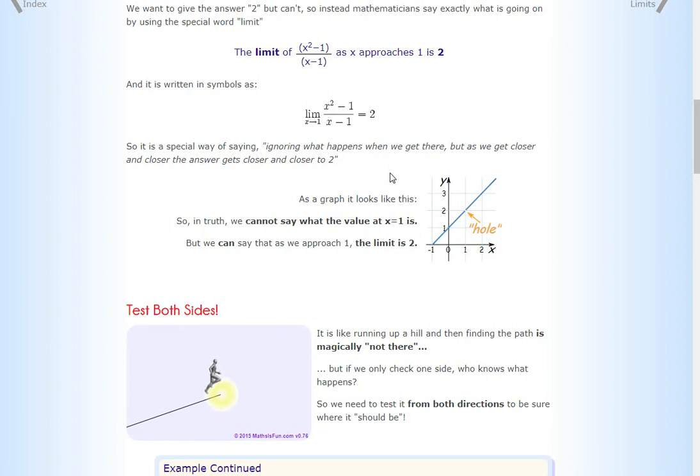Another way you can think of this is, we're just going to ignore what happens when we get there, but as we get closer and closer, the answer gets closer and closer to 2. So we aren't worried about what actually happens at the exact value. What we want to know is what happens as we get closer.